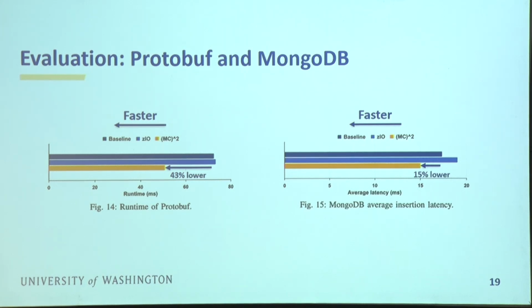We also replicated an experiment from the Zio paper where MongoDB insertions are performed using 100 KB fields and 10 fields per insertion. Here, MC² provided an average 15% lower latency for insertion, while Zio actually slowed down by 9%. This is because the copied data ends up being later accessed, triggering page faults for Zio, which MC² avoids.